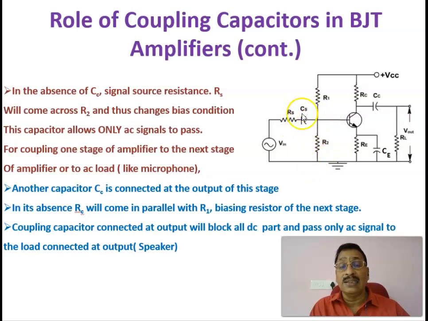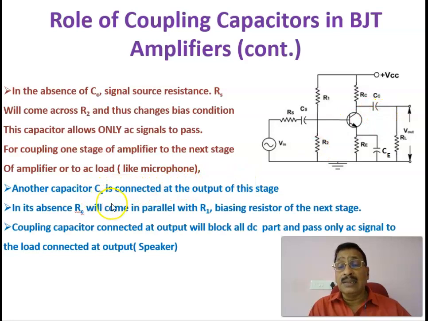If you are not connecting CS, it will affect the biasing because of the source resistance RS, and the biasing condition will change. This capacitor allows only the AC signal to pass. And it is also used for coupling one stage of the amplifier to the next stage of the amplifier. In the AC load line, we will be using the coupling capacitor.